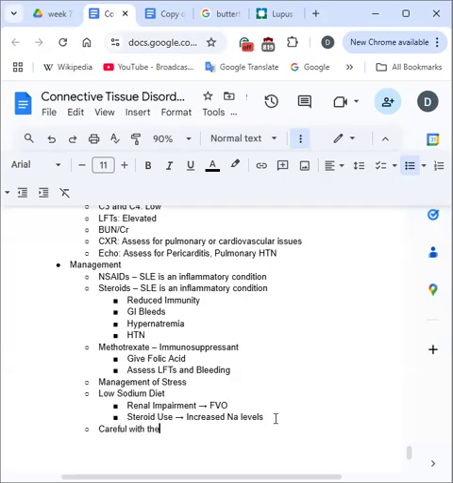So careful with the sun. You guys mentioned sunblock, sunscreen, limit time in the sun, because of photosensitivity. Avoid triggers. So this is autoimmune and stress is a big thing that occurs here. So all of that.